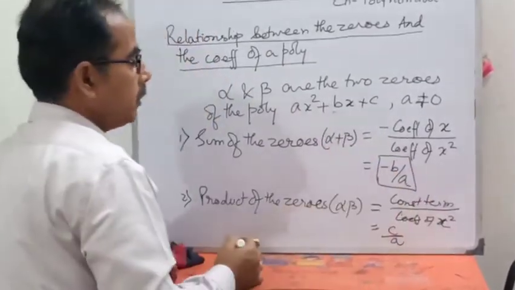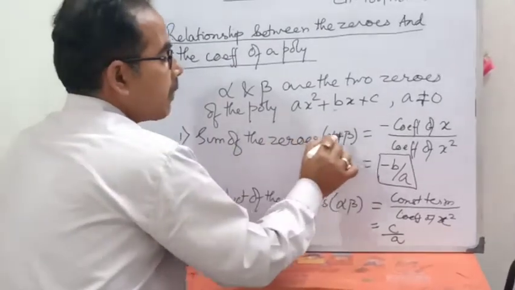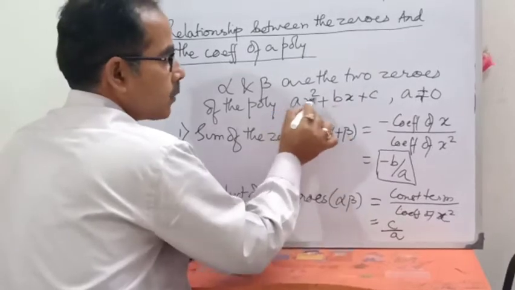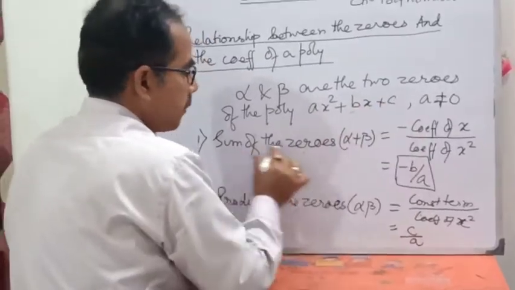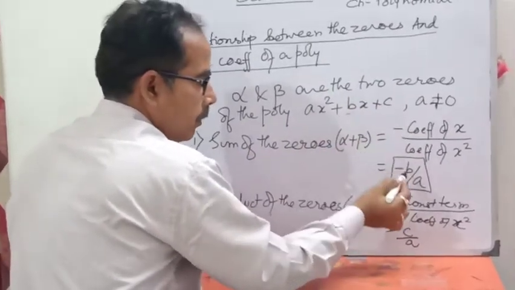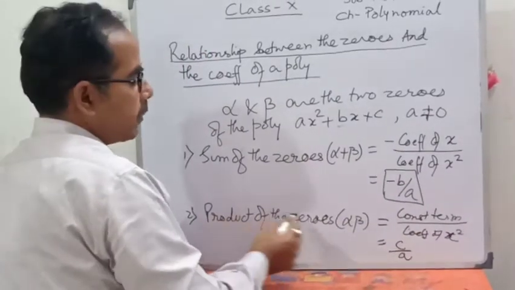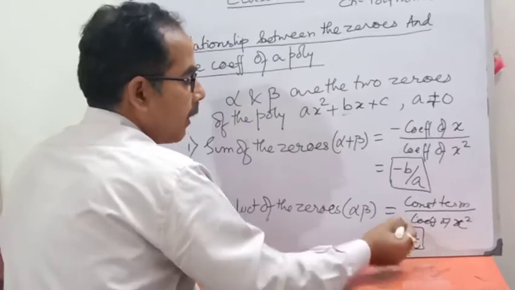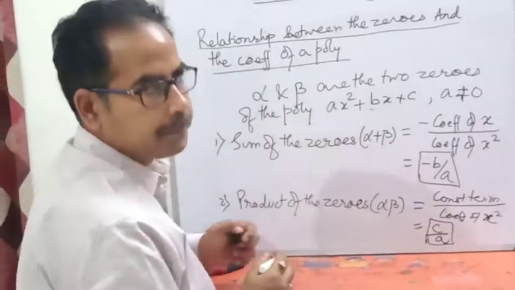Students, please note it down. That is sum of the zeros, alpha plus beta. If the polynomial is given as ax square plus bx plus c, then sum of the zeros, alpha plus beta, will be minus b by a, and the product of the zeros, that is alpha beta, will be c by a. I hope it is clear.